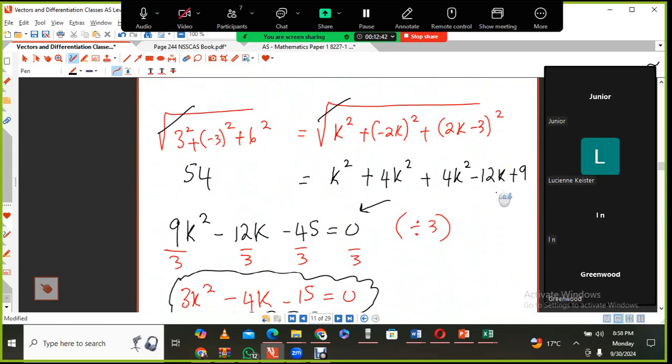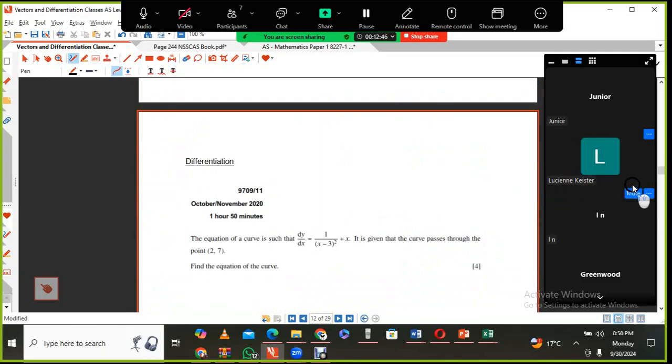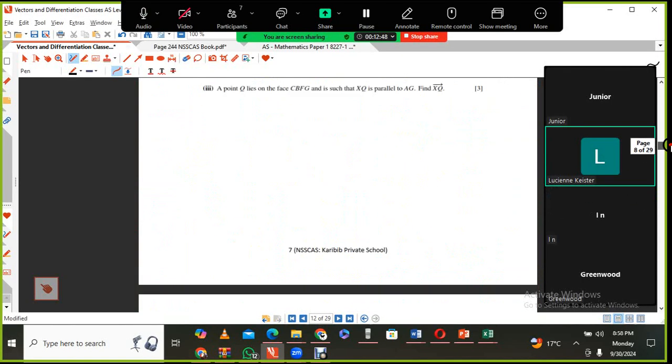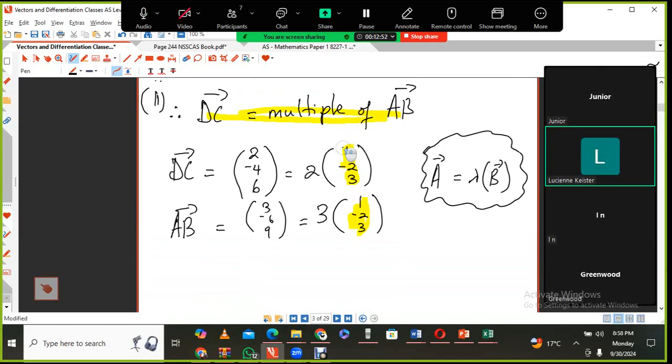So far, so good. You're getting the idea. So before we start with the stuff, at least you have an idea. We can do one more on vectors. It's just that it's going to take quite long.